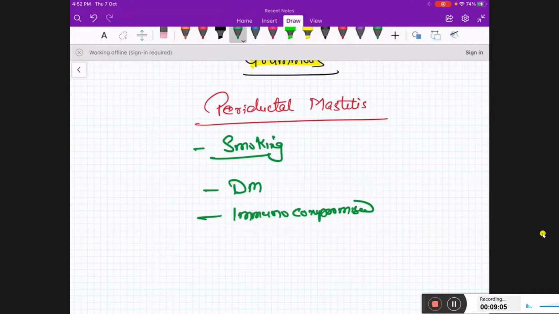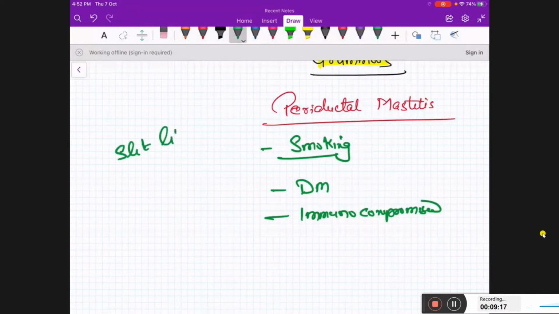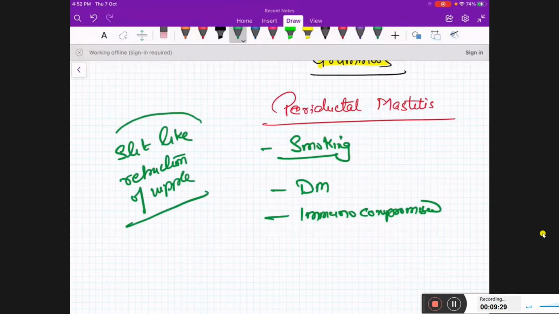So after periductal mastitis, there will be contracture of the lactiferous duct, and because of that contraction of the lactiferous duct, there can be a slit-like retraction of the nipple. So in a patient with duct ectasia, there can be a chance of a slit-like retraction of the nipple, subject to the condition that the female has developed periductal mastitis.